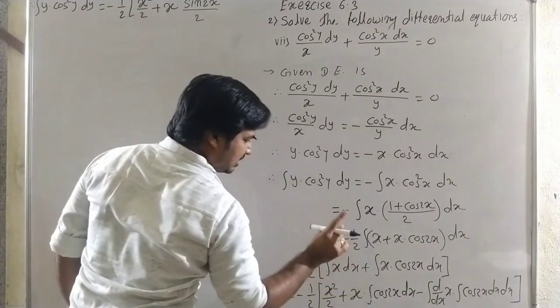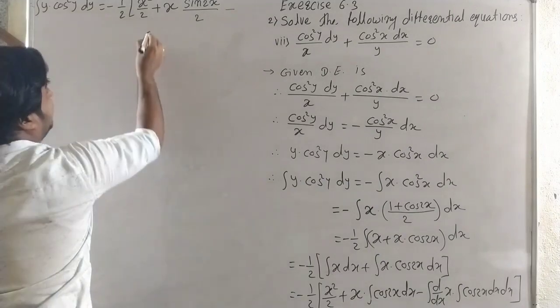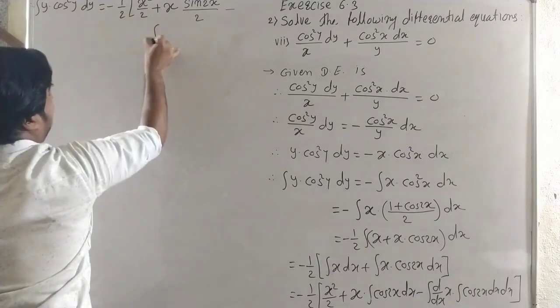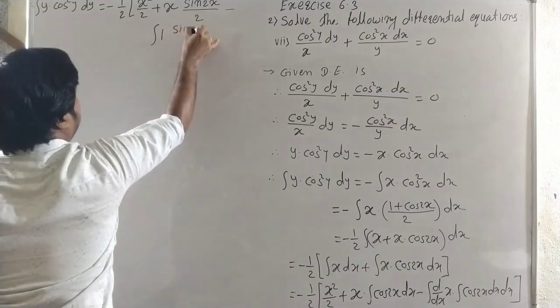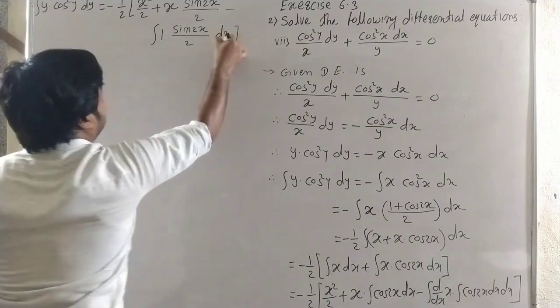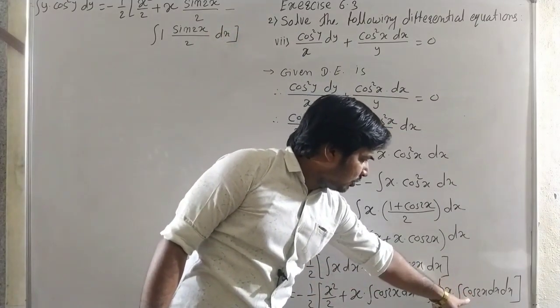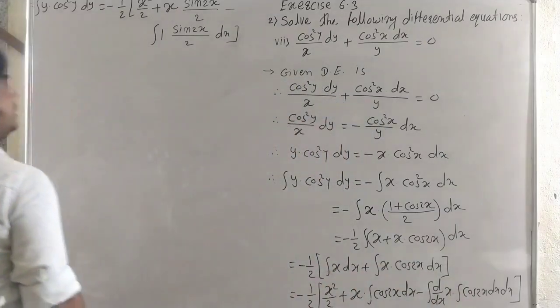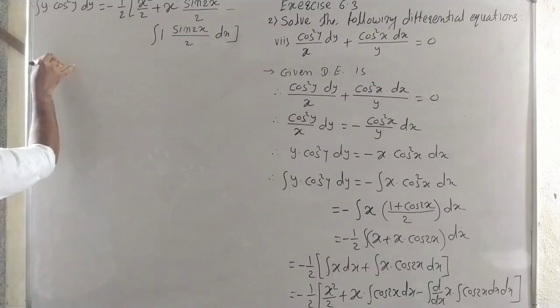Integral of cos 2x is sin 2x upon 2. Integral of the derivative of x is 1, and the integral of cos 2x is sin 2x upon 2, dx. Okay, here the derivative of x is 1, and here the integral of cos 2x is sin 2x upon 2.